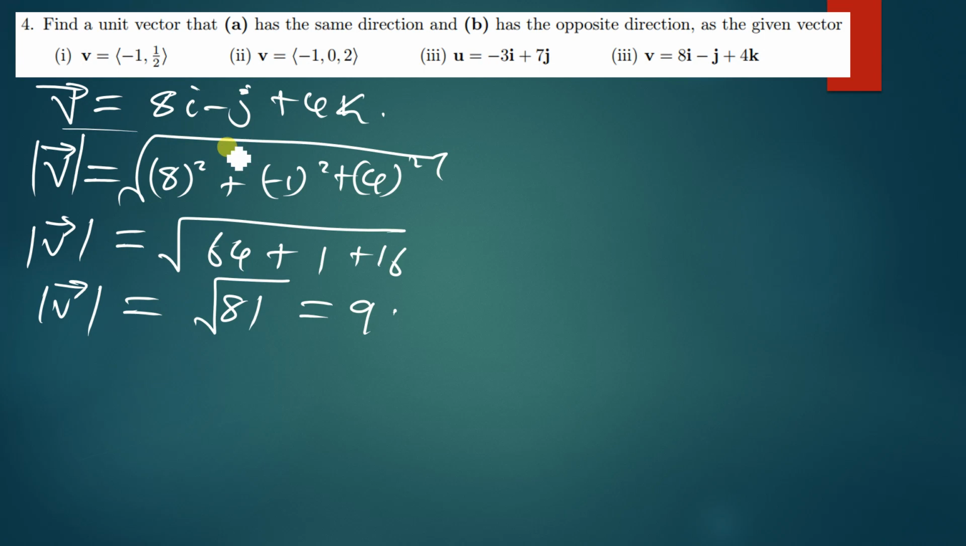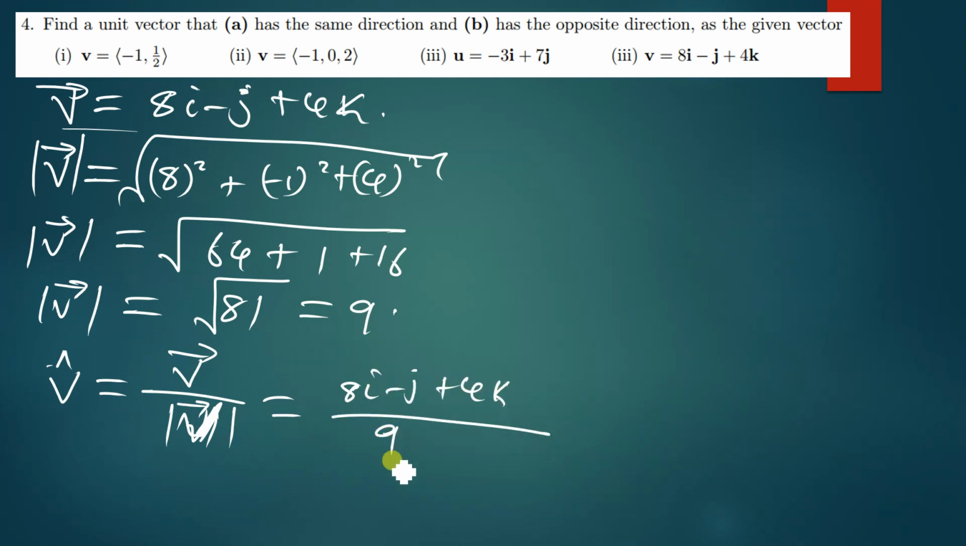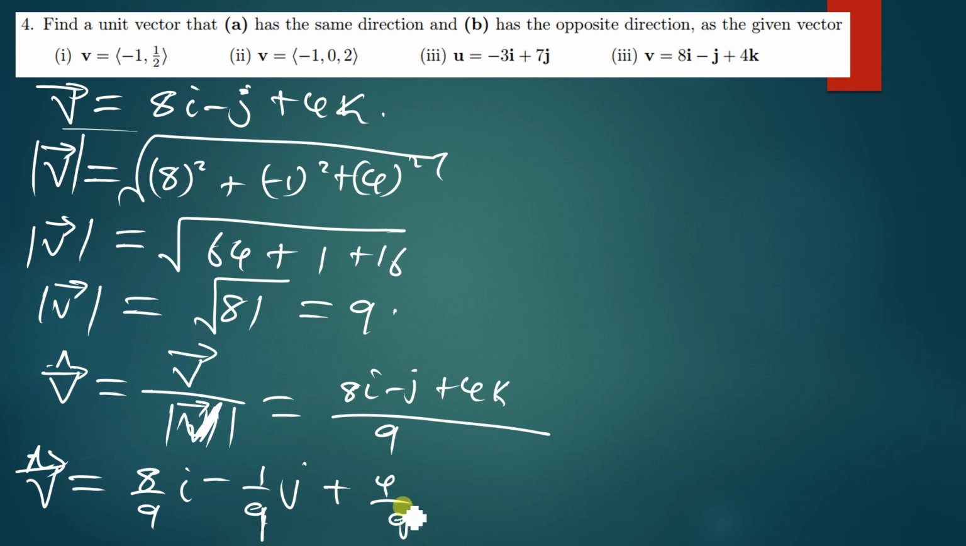So the unit vector in the direction of v is given by v over the magnitude of the vector v. So this is going to be 8i minus j plus 4k, everything divided by 9. When you simplify this, if you want, you can separate the terms, or you can leave it like this. Separating the terms, you can say 8 over 9 i minus 1 over 9 j plus 4 over 9 k.